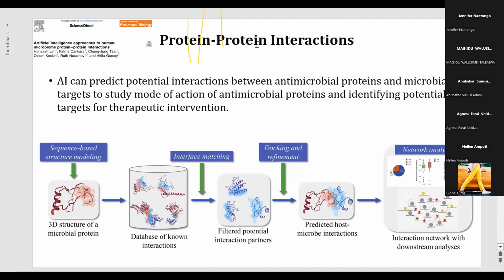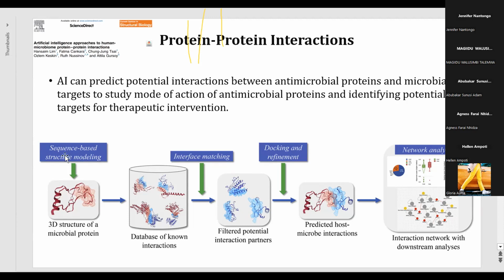AI can also detect protein-protein interaction. So it can predict the protein-protein interaction, that is, the interaction between the antimicrobial proteins and the microbial targets. And how this antimicrobial protein is acting against an organism which you want to kill, how that microbial target and this antimicrobial protein are interacting, AI can also predict that. So here, this is a sequence-based structure modeling.